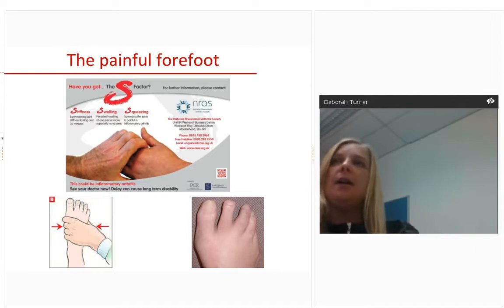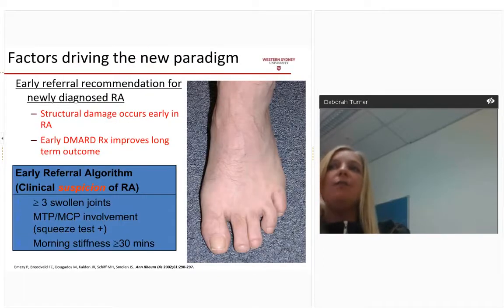This was a national campaign in the UK supported through Arthritis Research UK and NRAS, and really on the basis of, do you have stiffness for more than 30 minutes? Do you have swelling in one or more joints, particularly hands? And is there a positive finding on a lateral squeeze of the MCP joints, as you can see depicted in the slide here? Then we really do need to be considering early referral for suspicion of rheumatoid arthritis.